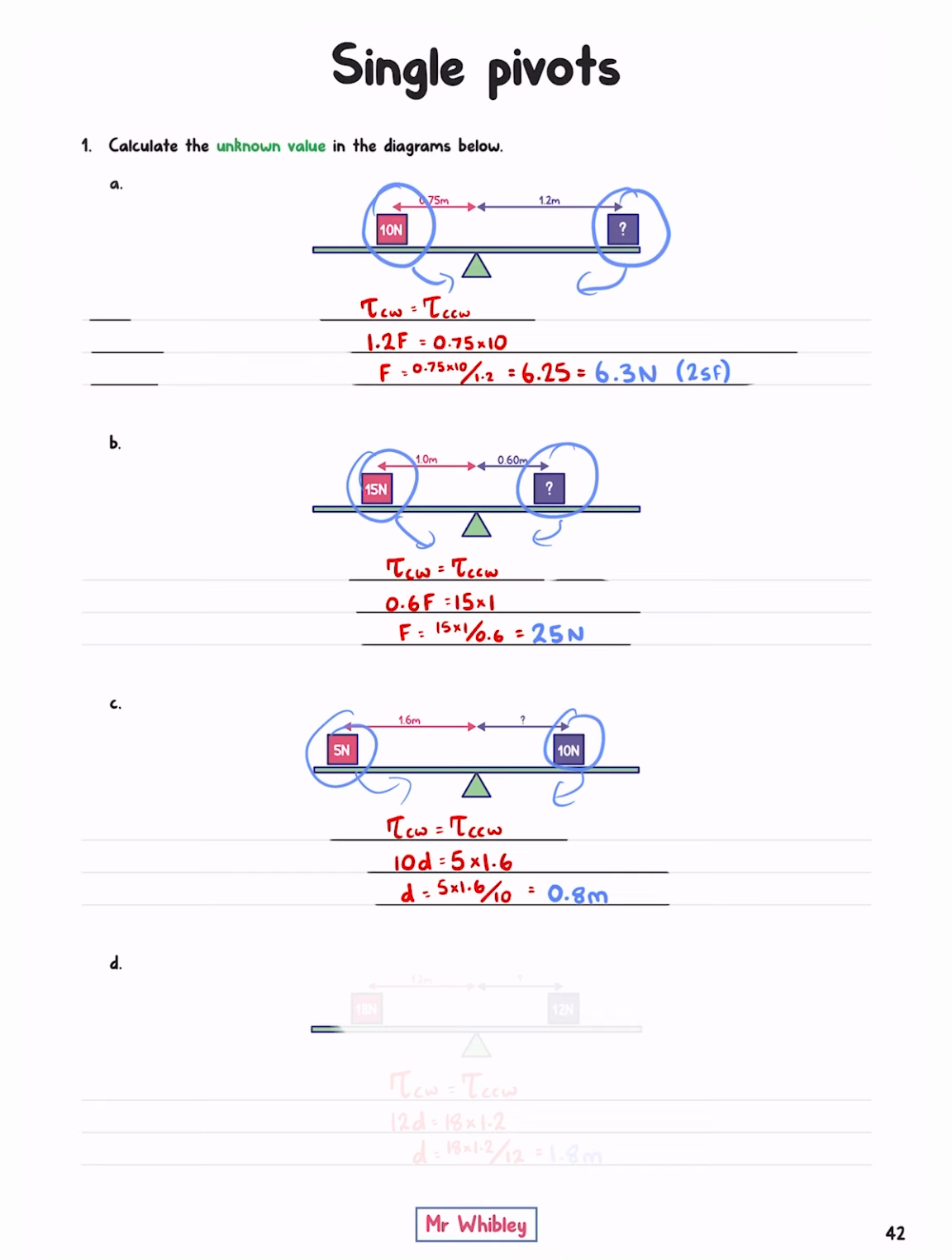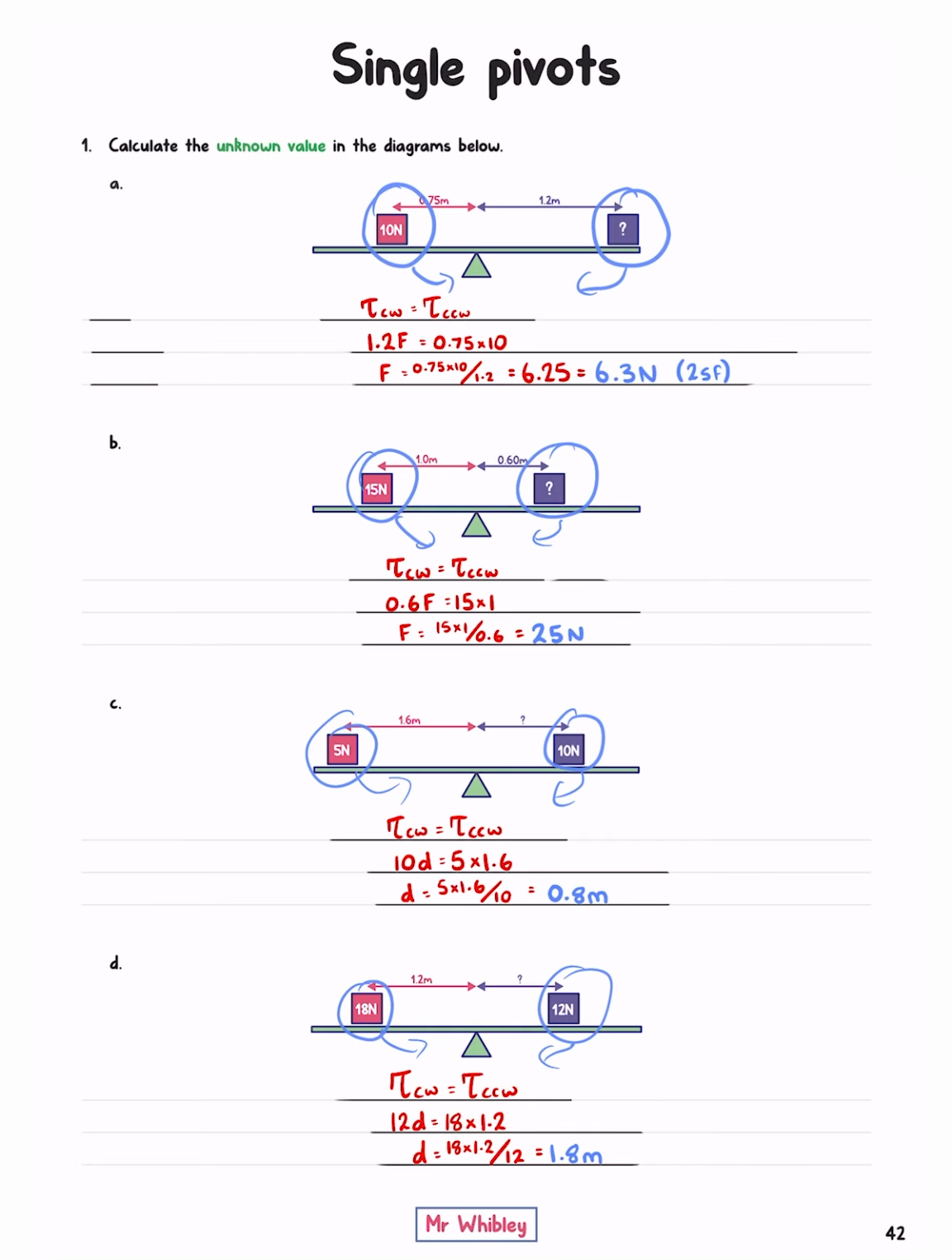For part D, once again we have our pivot with 18 newtons, a distance of 1.2 meters on one side, and 12 newtons, an unknown distance, on the other. We know that the clockwise and counterclockwise torques balance, where this one is our counterclockwise and this one is our clockwise. Torque is our force of 12 times our unknown distance, and on the other side our known force and our known distance. Rearranging this for distance by dividing both sides by 12 gives me 1.8 meters.